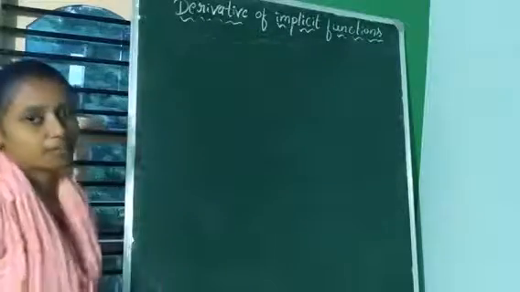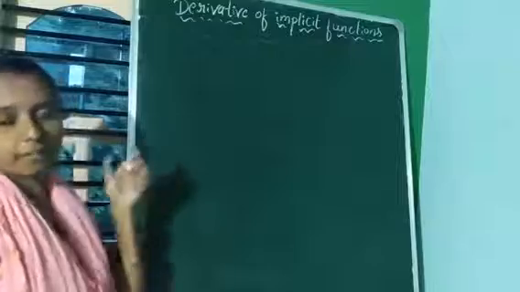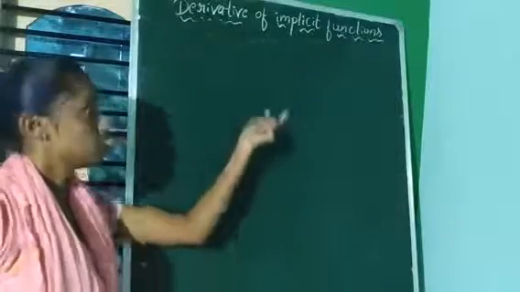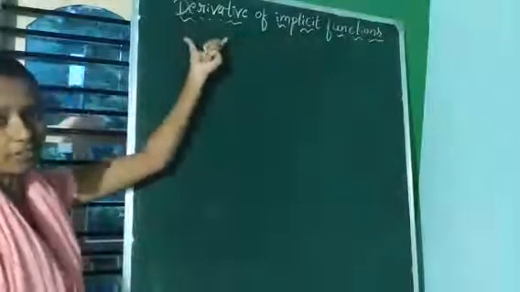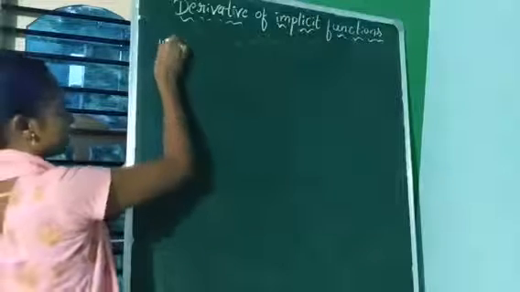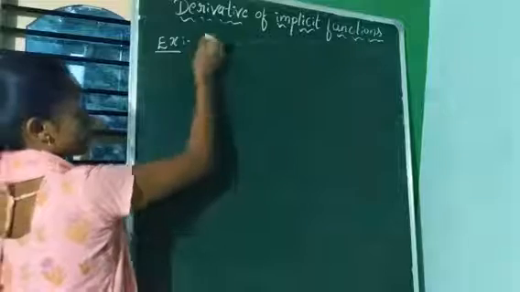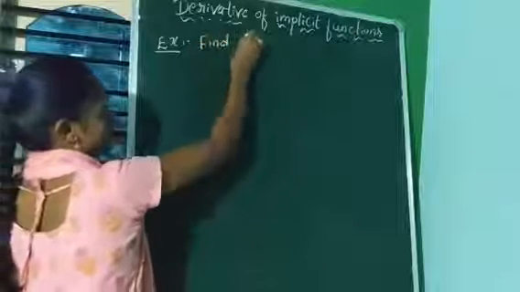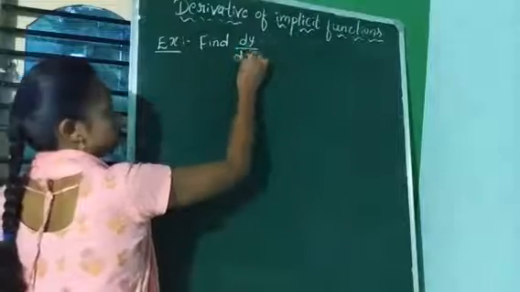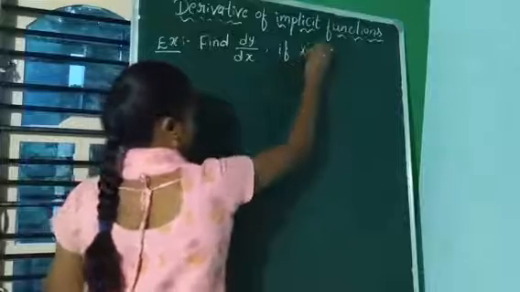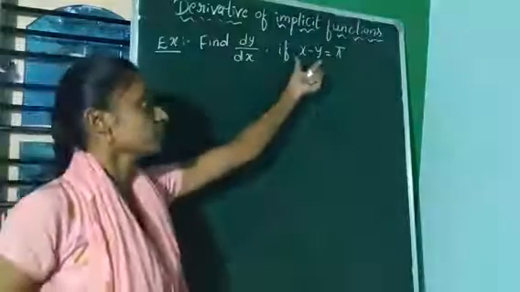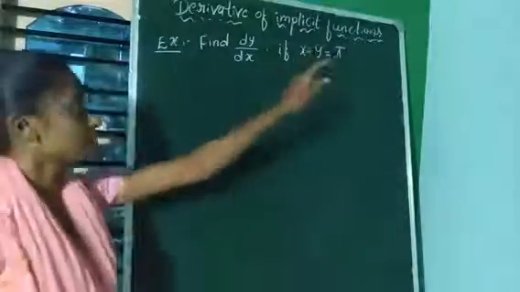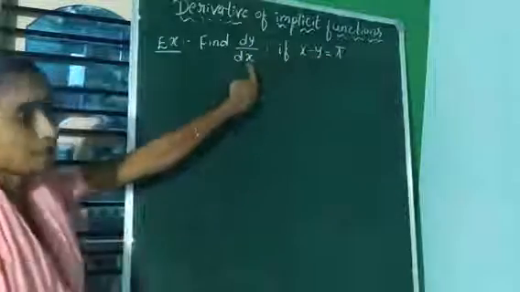In an exam, they may ask a 2-mark question, that is, find dy by dx if they give the function. That is the implicit function. With the help of the implicit function, you need to find its derivative. Okay, so here I will take an example. Find dy by dx if x minus y is equal to pi. So this is the function. Then what is its derivative? It is nothing but differentiating this function with respect to x.